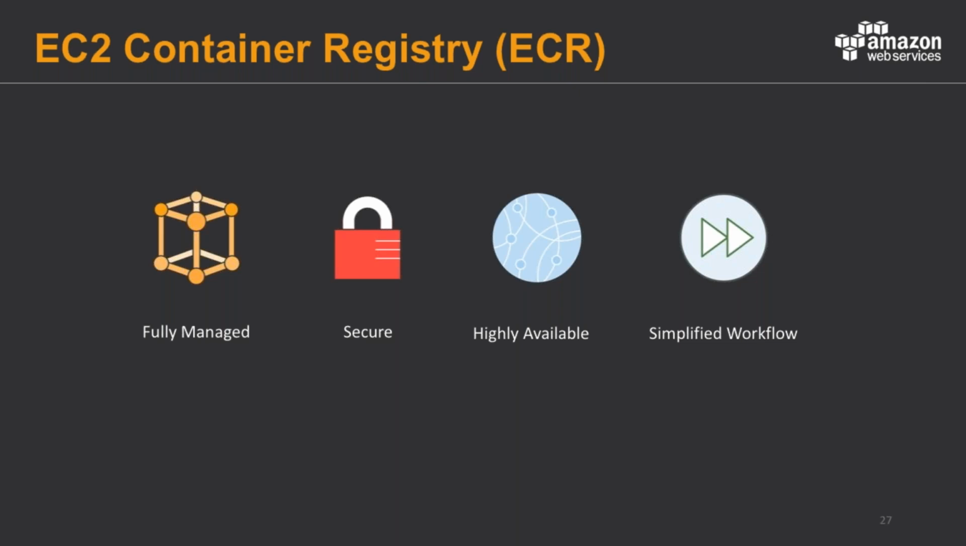Secure images are loaded over HTTPS, automatically encrypted at rest. And then you can use IAM policies to control security and access around those images. It's a highly available, redundant, durable architecture, backed by S3, so they're stored across multiple facilities.